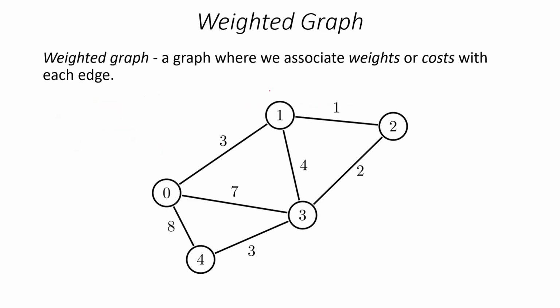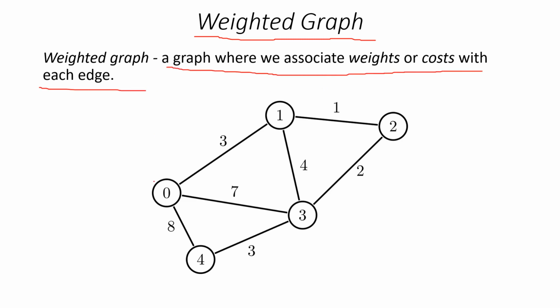But before that, we need to talk about the weighted graph. So, what is a weighted graph? A weighted graph is a graph where we associate weights or costs with each edge. As you can see here, we have the vertices 0, 1, 2, 3, and 4, and the edges between them have some kind of weights. These numbers represent the weights of each edge, and this type of graph is called a weighted graph.